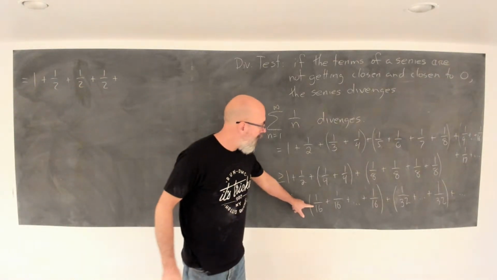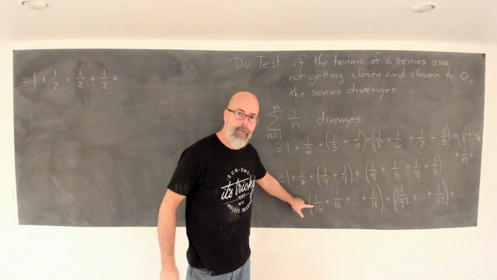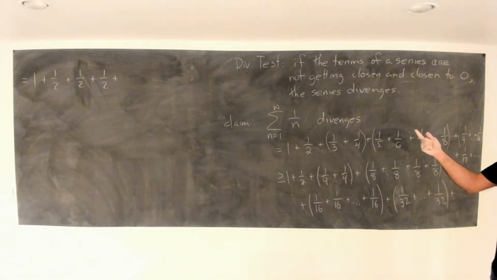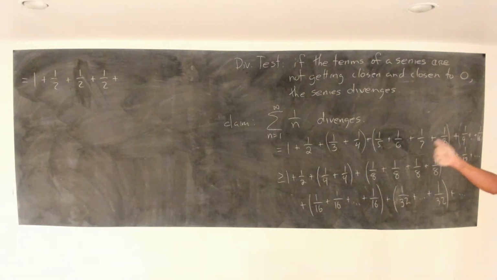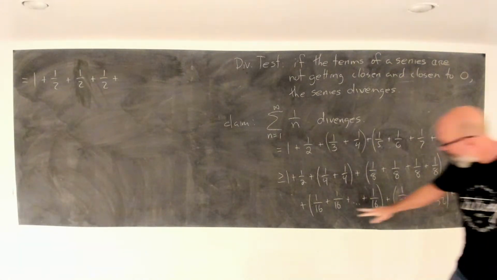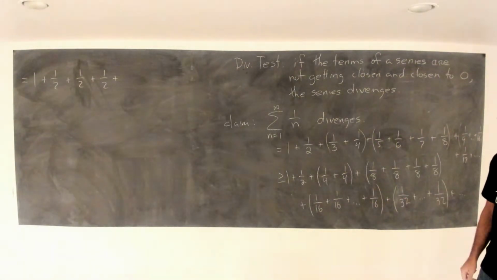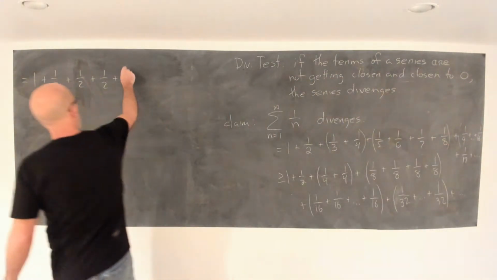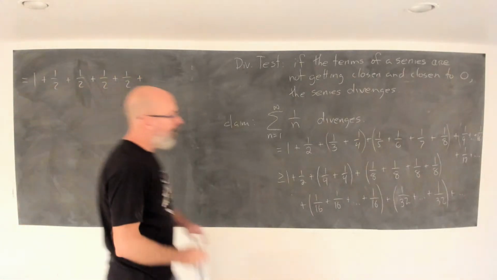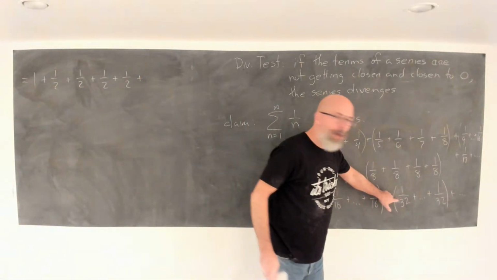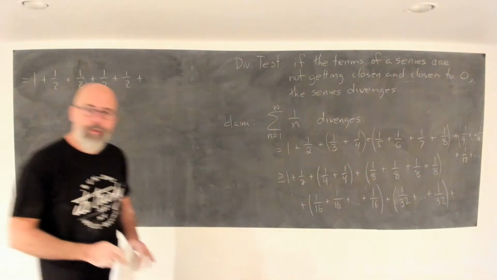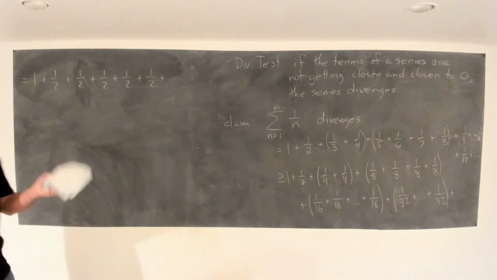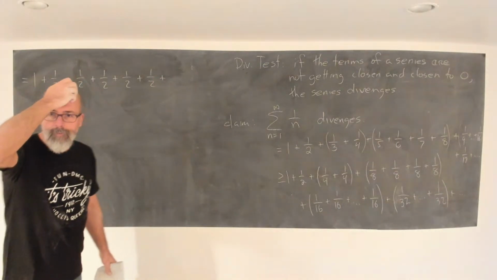And here, how many of the 1 over 16s do you have? Well, you have from 9, 10, 11, 12, 13, 14, 15, 16. You have 8 of the 1 over 16s. Or 1 over 2 again. And in here, you'll have 16 of the 1 over 32s. So 1 over 2 again. And so on and so on. 1 over 2 for all the brackets.